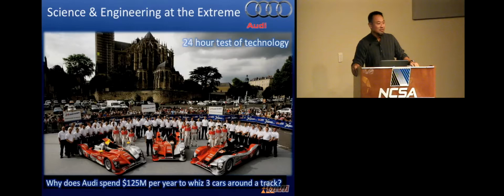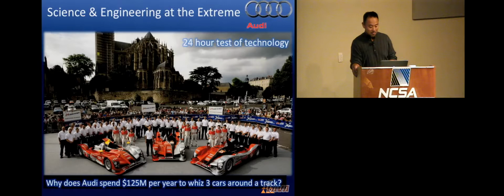I found out that Audi spends $125 million a year just to whiz three of these cars around this track for 24 hours. That's it. And you're wondering, why does Audi bother? Why spend so much? Is it just for the publicity or the fame? Well, as it turns out, they do this for exactly the same reason that we do this in the high-performance computing world.